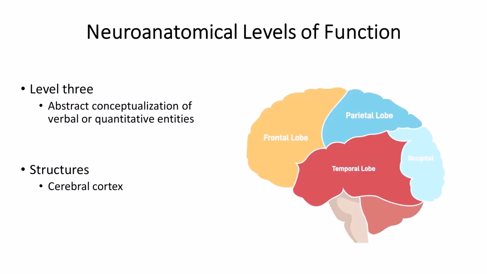The third neuroanatomical level of function deals with abstract conceptualization of verbal or quantitative entities. The main structure involved in this level of function in the brain is the cerebral cortex. It is because of this level of function that many patients who've had a stroke and/or a brain injury will have difficulty with verbalization and understanding abstract concepts.